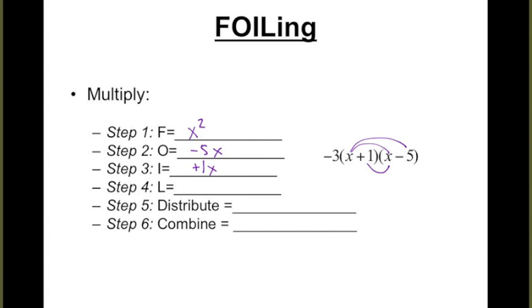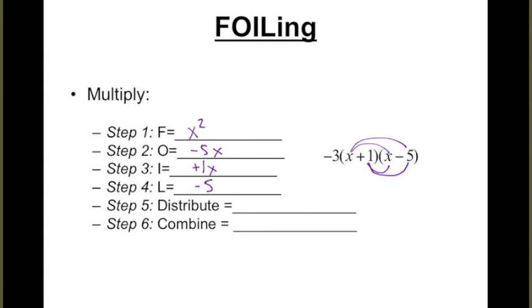Well, it depends which x, because there's a couple of x's in here. So that very first x and the negative 5 are the outside things, the outside edge of the group. And then the 1 and the x from the second group would be our inside things, because they're in the middle of the group. And then our last would be the 1 and the negative 5, which gives negative 5.